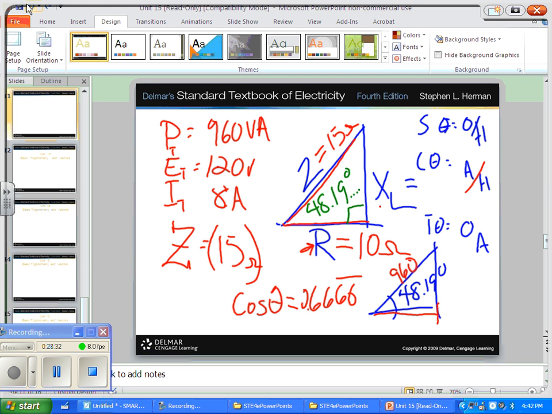So that's our cosine. That means that this circuit is 66.66% efficient as a circuit only. It had a circuit power factor of 0.6666 because we multiply this fraction times 100 to get our percentage, right? So it's 66.66% efficient. So that means that out of this 960 VA, we're going to multiply. Now we've got 0.666 in our calculator, right? Multiply times 960. Hit enter.